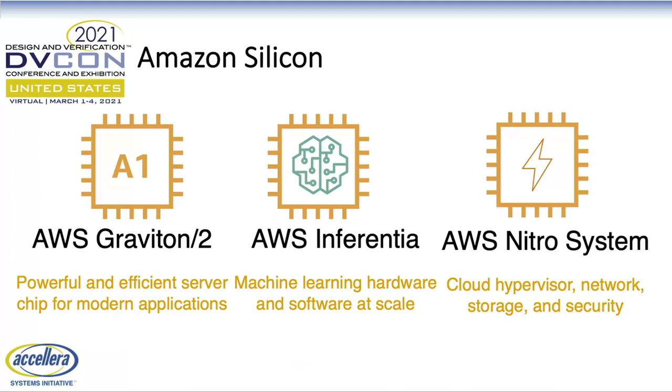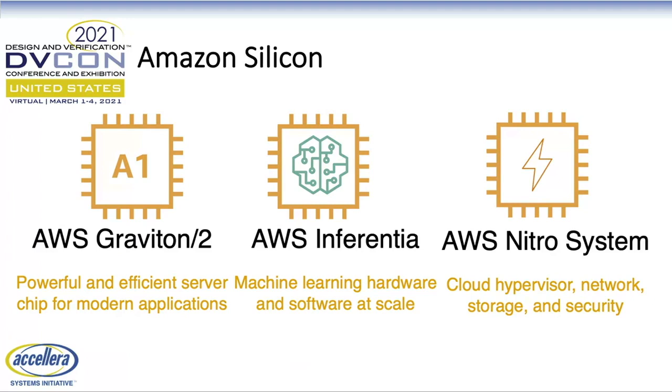And then in the middle is AWS Inferentia, which is a silicon chip that we use for machine learning hardware, specifically for inferencing, and it provides better cost optimization for inferencing at a large scale.